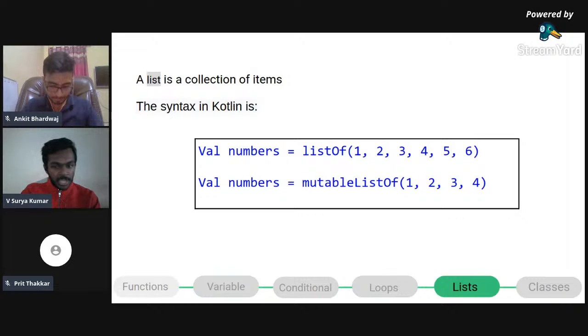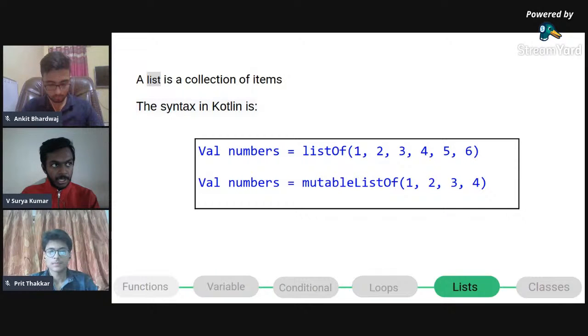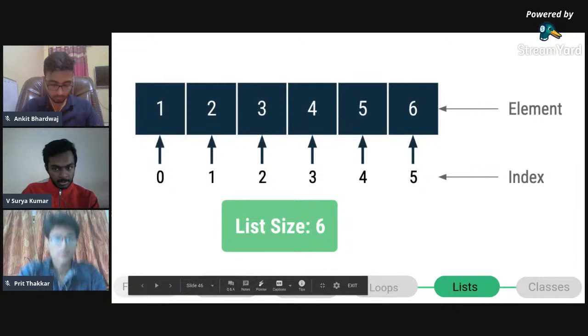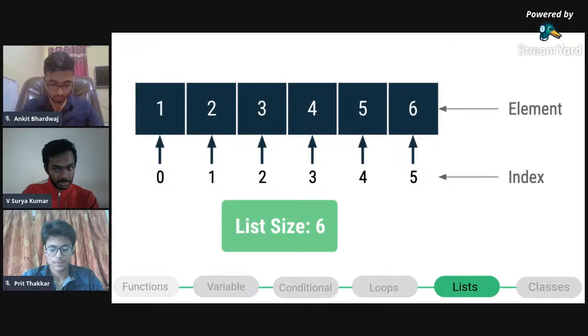Mutable list and immutable list. There are two types of lists. Mutable lists are the lists that can be modified after creation, like mutable variable and immutable variable. You can add, remove, or change items. You can do everything you want with a read-only list as well. This is an example of what list is.